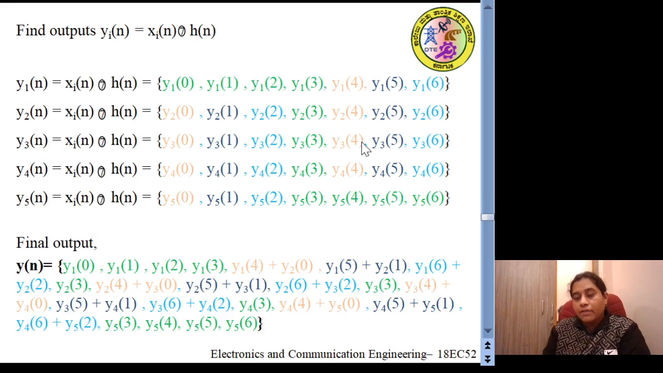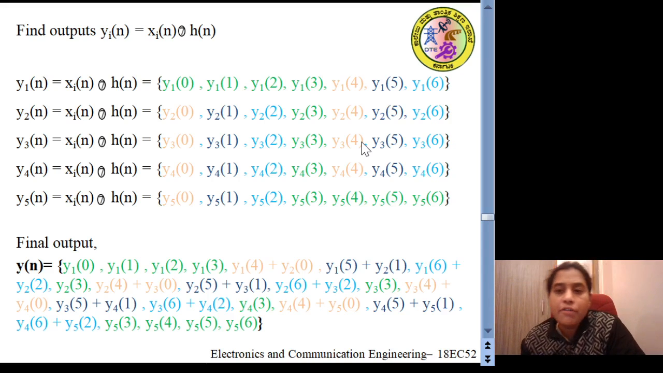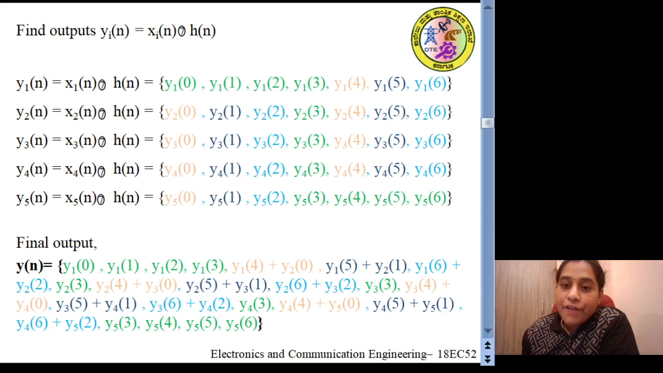Now we have divided into a number of blocks. Then we made the length of h of n equal to the length of the block. Next we have to convolve: as the number of samples in each block is 7 and we made the length of our h of n also equal to 7, now we need to take the 7-point circular convolution of each block of input with our impulse response. Here we obtain y1 of n by 7-point circular convolution of x1 of n and h of n.